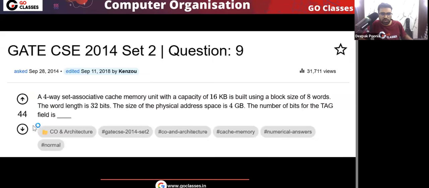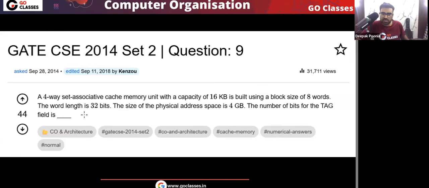Let's solve a GATE 2014 question. A 4-way set associative cache memory with capacity 16 KB is built using block size 8 words. The word length is 32 bits. The size of the physical address space is 4 GB. The number of bits for the tag field, what will that be?